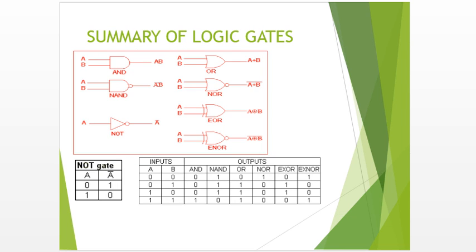And here we see a summary of logic gates: AND gate, OR gate, NAND gate, NOR gate, NOT gate, EOR gate, ENOR gate. NOT gate table inputs are like this, and these are all in one table. Outputs.